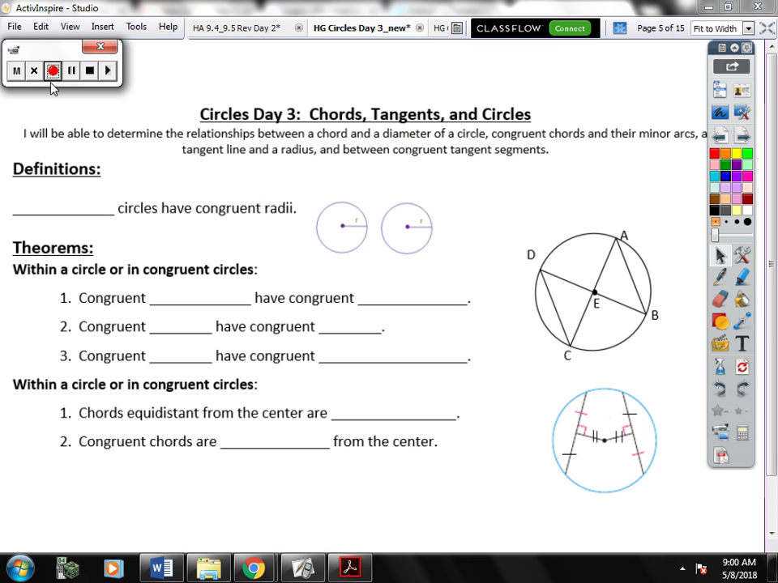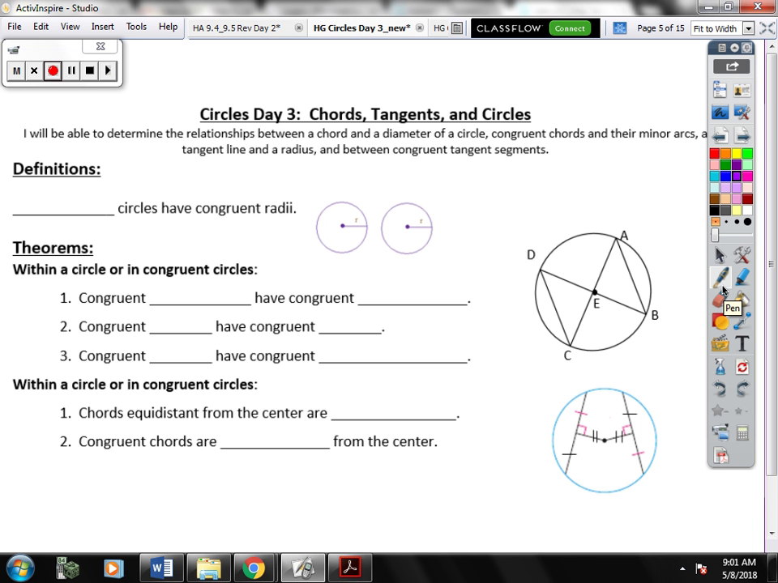So in the last lesson of the chapter, we are looking at some relationships between chords, diameters, and tangents, and how they're related, how they may be congruent or perpendicular. And we have some theorems today that tell us different pieces about those parts of a circle.